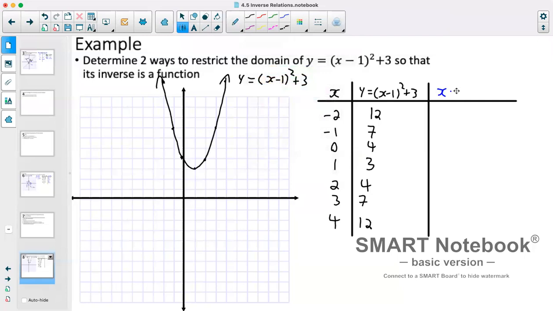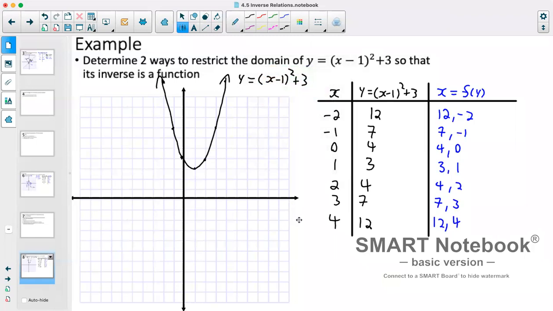Now our inverse: -2 comma 12 becomes 12 comma -2. -1, 7 becomes 7, -1. 0, 4 becomes 4 comma 0. 1, 3 becomes 3 comma 1. 2, 4 becomes 4 comma 2. 3 comma 7 becomes 7 comma 3. And 4 comma 12 becomes 12 comma 4.